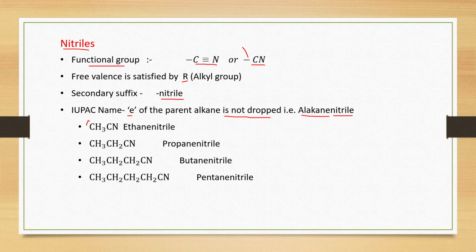See, this is CH3CN. Now again this carbon is also counted in the root word. So this is 1, 2, ethane nitrile. This is CH3CH2CN. 3 carbon atoms are there including CN. That's why this is propane nitrile. This is butane nitrile. And this one is pentane nitrile.